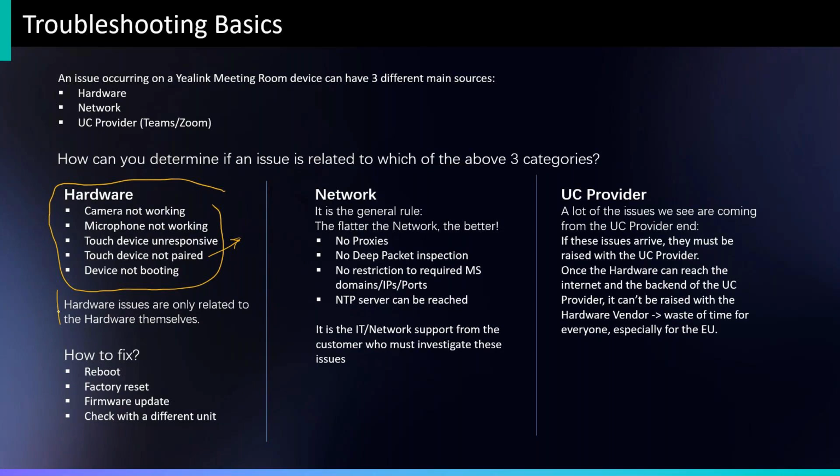Hardware issues are only related to the hardware themselves. Reboot, factory reset, firmware check with a different unit. Cross test, very important. We will come more into that over the next couple of slides. Network, it is the general rule, I said it again: the flatter the network, the better. No proxies, no deep packet inspection, no restriction to required MS domains, IPs, ports.